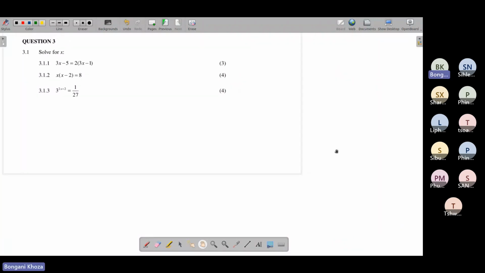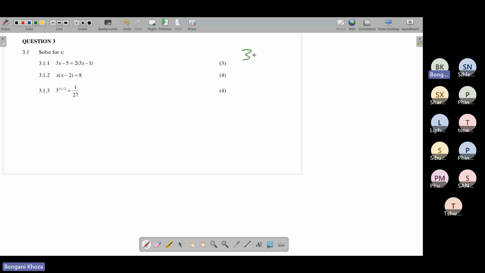All right, question 3 of that question paper from yesterday. You are asked to solve for x. So remember, solving for x, if there's factorization involved, you factorize. You make sure that your variables are on one side, the other things are on the other side, and then you just solve for x.